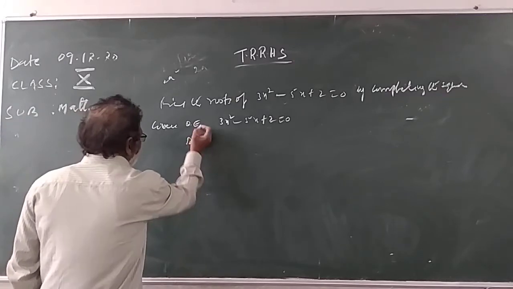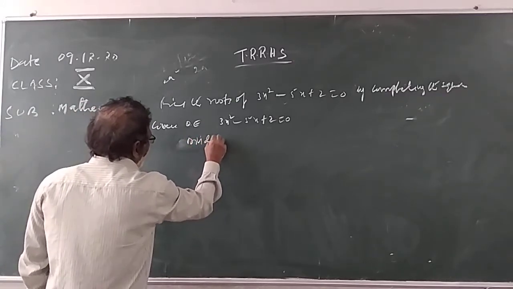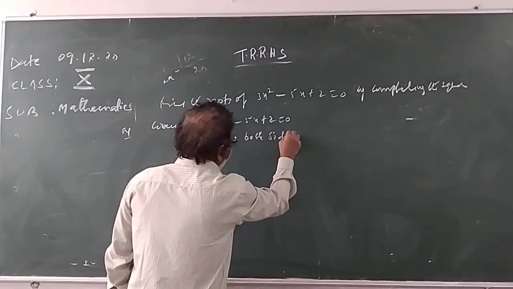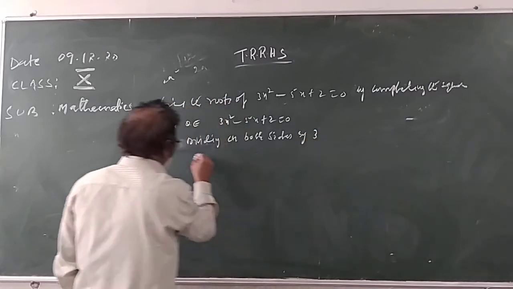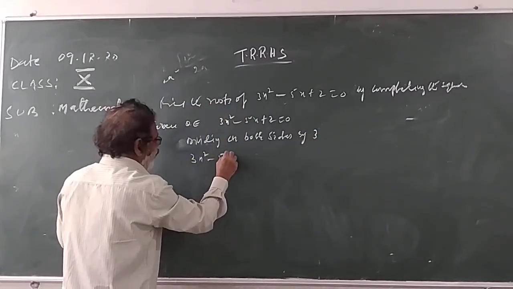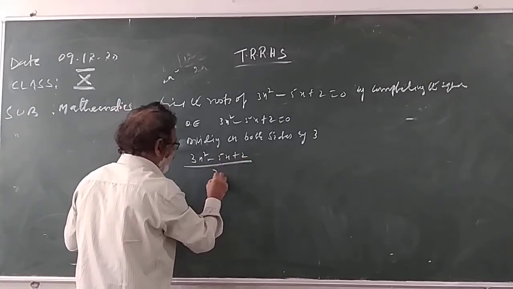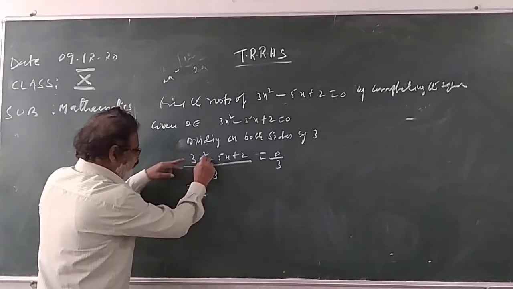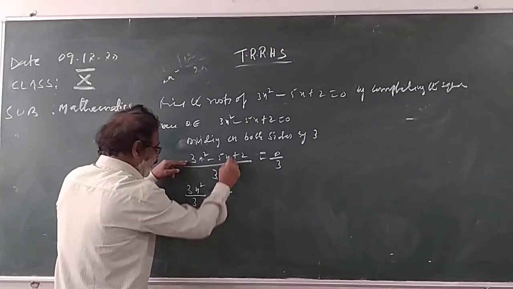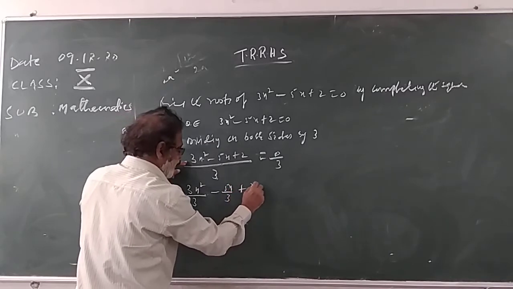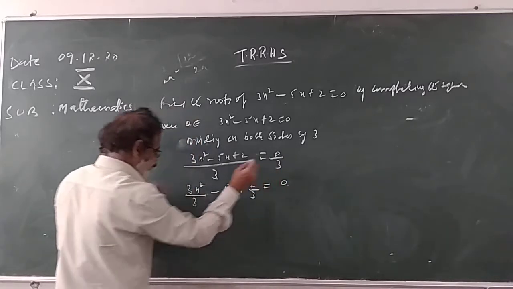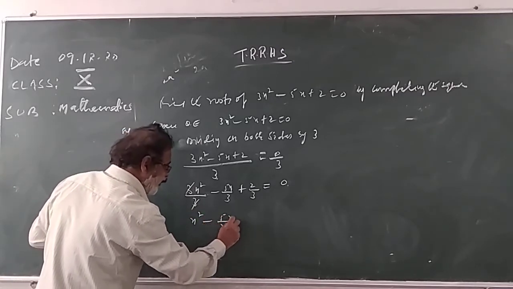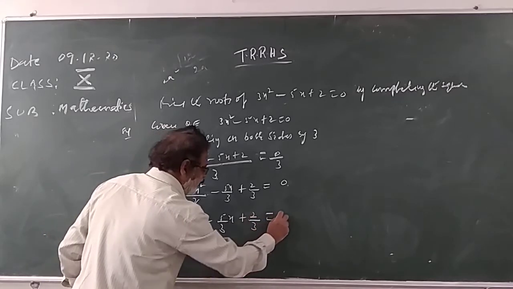Dividing on both sides by 3. 3x square minus 5x plus 2 by 3 is equal to 0 by 3. Split this: 3x square by 3 minus 5x by 3 plus 2 by 3 is equal to 0 by 3, which is 0. 3 ones are 3. What you got now? x square minus 5 by 3x plus 2 by 3 equal to 0.